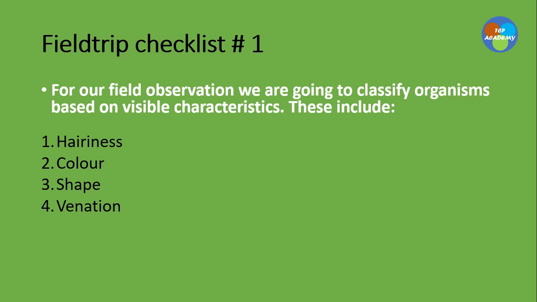Venation is popularly used with plants, more so dicotyledonous plants and monocotyledonous plants, where dicotyledonous plants would have net venation in their leaf, while monocots would have a parallel venation.